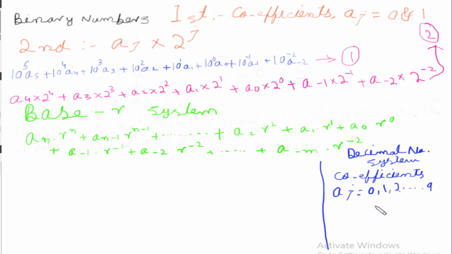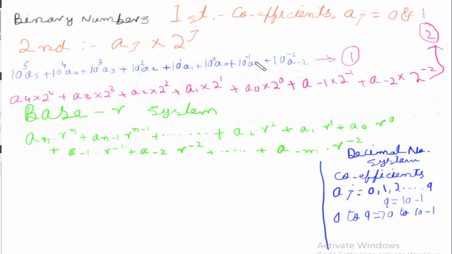This 9 can be written as, let me write it in decimal, 9 can also be written as 10 minus 1. So it ranges from 0 to 10 minus 1, or 9. You know, this is the decimal number system.